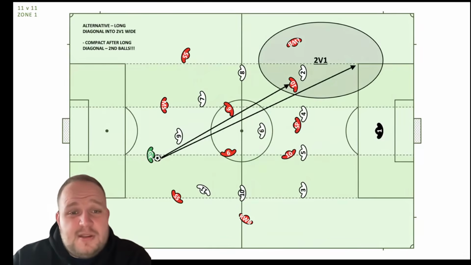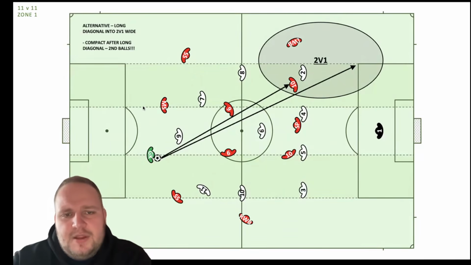And then with that as well, we had an alternate. If we couldn't find good breakthroughs or create some good conditions, then we wanted to go a little bit longer, diagonal into a 2v1 wide or even a 1v1 wide. If the 10 was lower, it was, for example, a higher wing back versus their fullback. And then really important that we were compact after the long diagonal to win those second balls.